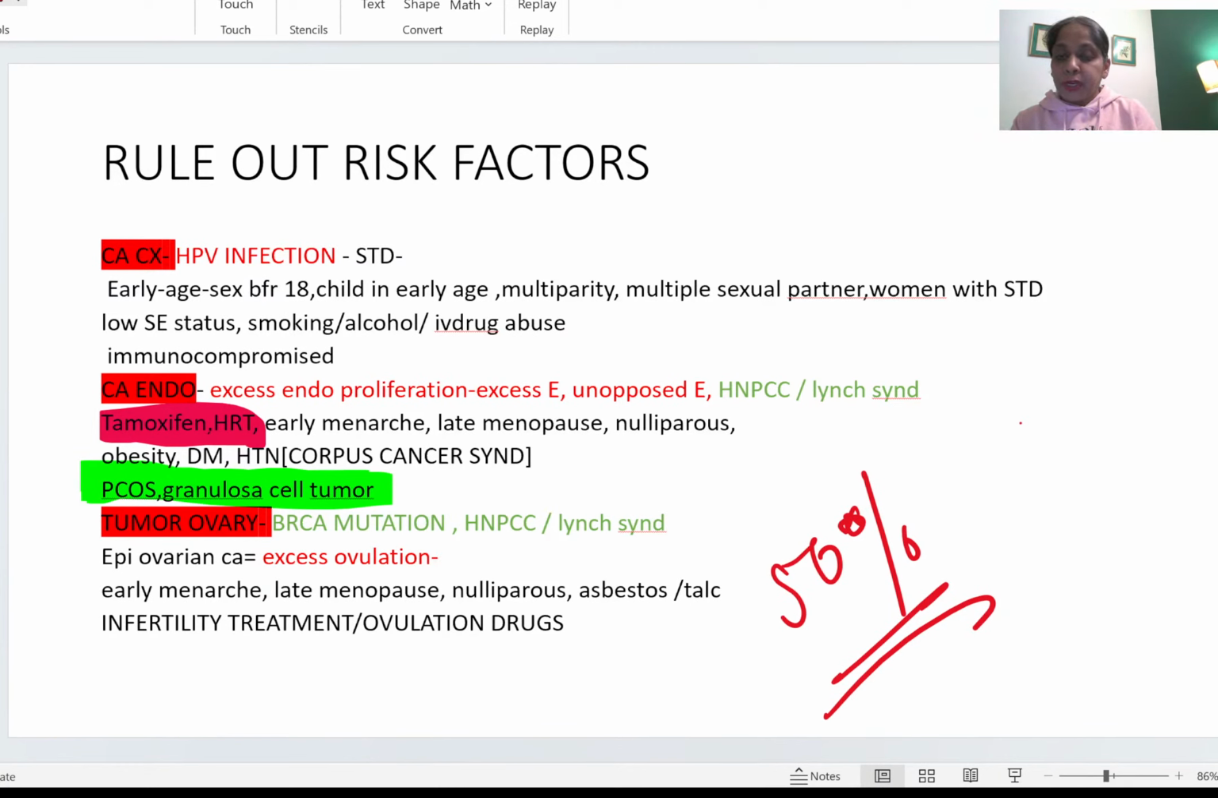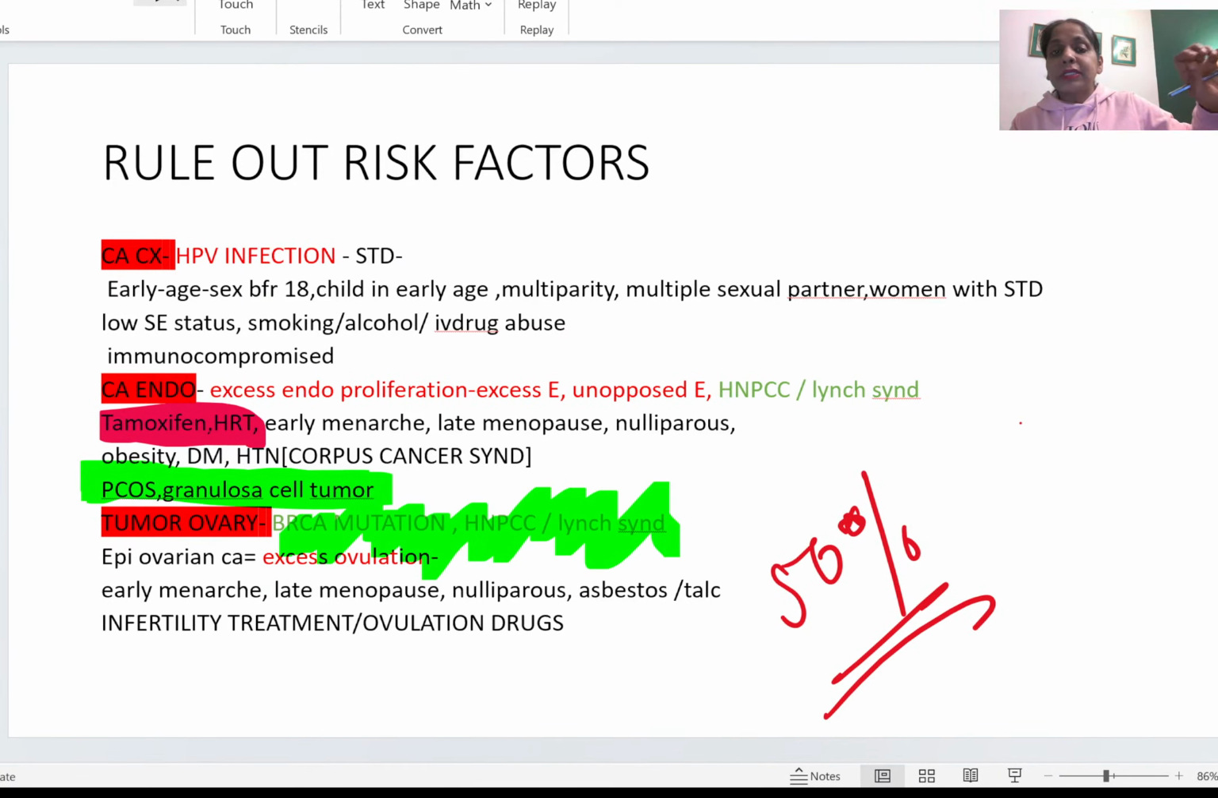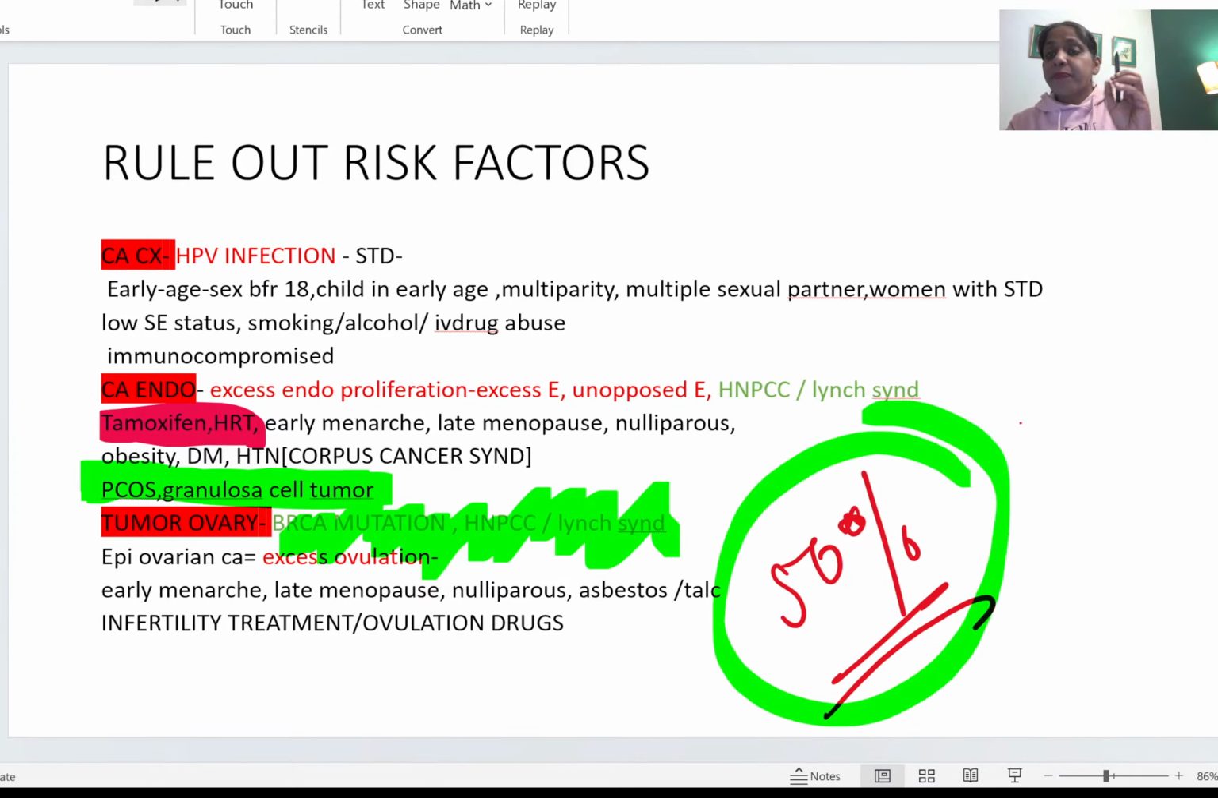In tumor ovary, BRCA mutation is the most important risk factor, and this mutation is transferred hereditarily. If the mother or sister or any first degree or second degree relative has CA ovary or CA breast and is also BRCA mutation positive, then there is a 50% chance that the female will have the cancer.